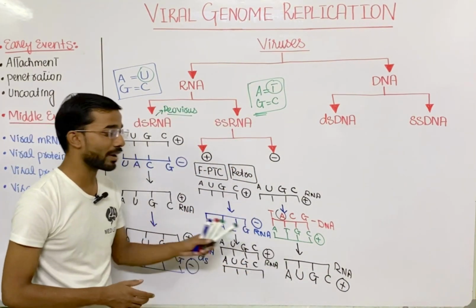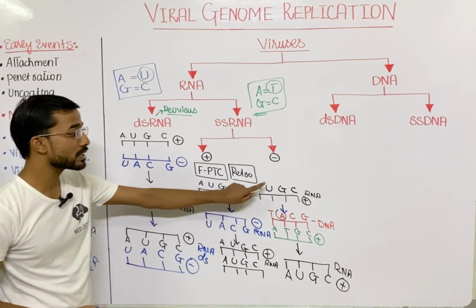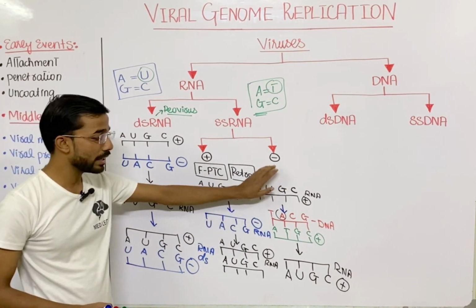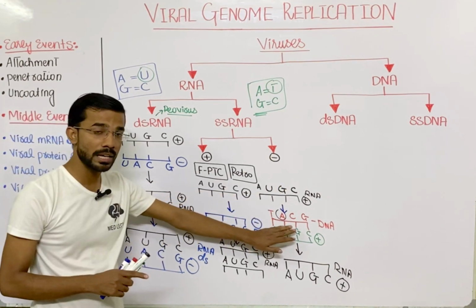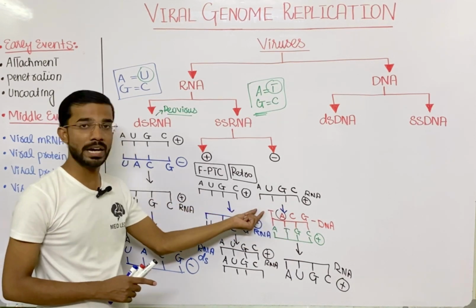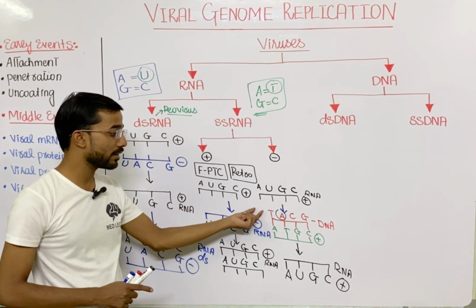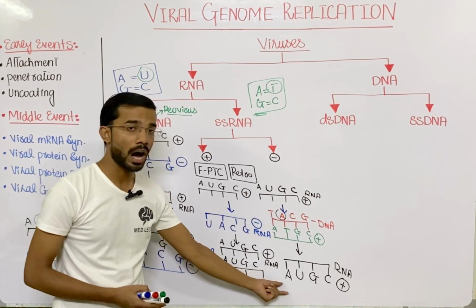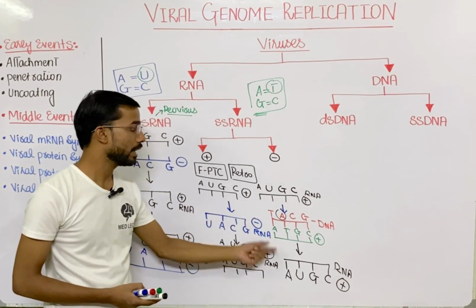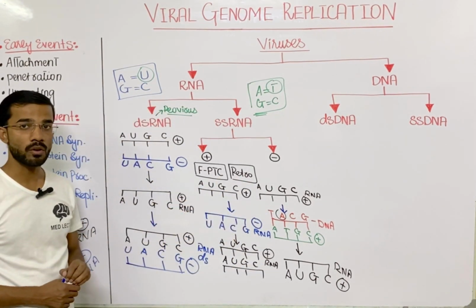Now this is the case of retrovirus. There is an exception in the retrovirus. It is single stranded RNA. It will first convert it to the double stranded DNA, and the negative strand of the double stranded DNA will act as a template and form the positive polarity RNA. There is an exception in case of retroviruses.